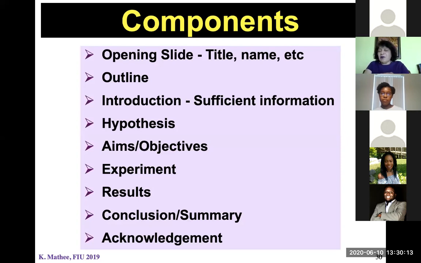So like you saw, I had my opening slide with my title, my name, who is my mentor, etc. And then the second slide, third slide, I gave you an outline of how I'm going to divide my presentation. And then you need to have an introduction, with sufficient information for them to follow your presentation. You should have one slide for hypothesis, and then how you're going to address the hypothesis, either aims or objectives. And then you're going to describe the experiments you did and the outcome from the results, and then end with either conclusion or summary. And then you must have an acknowledgement slide.